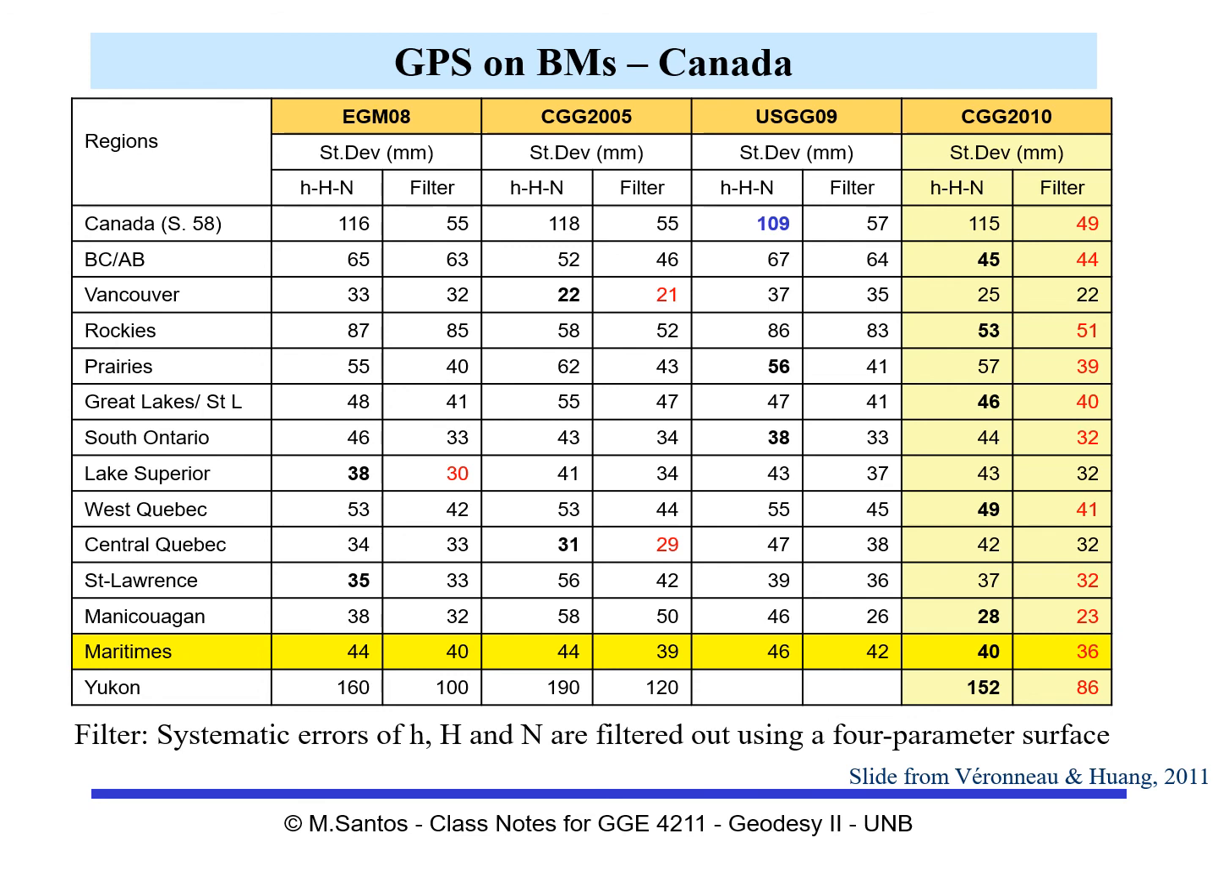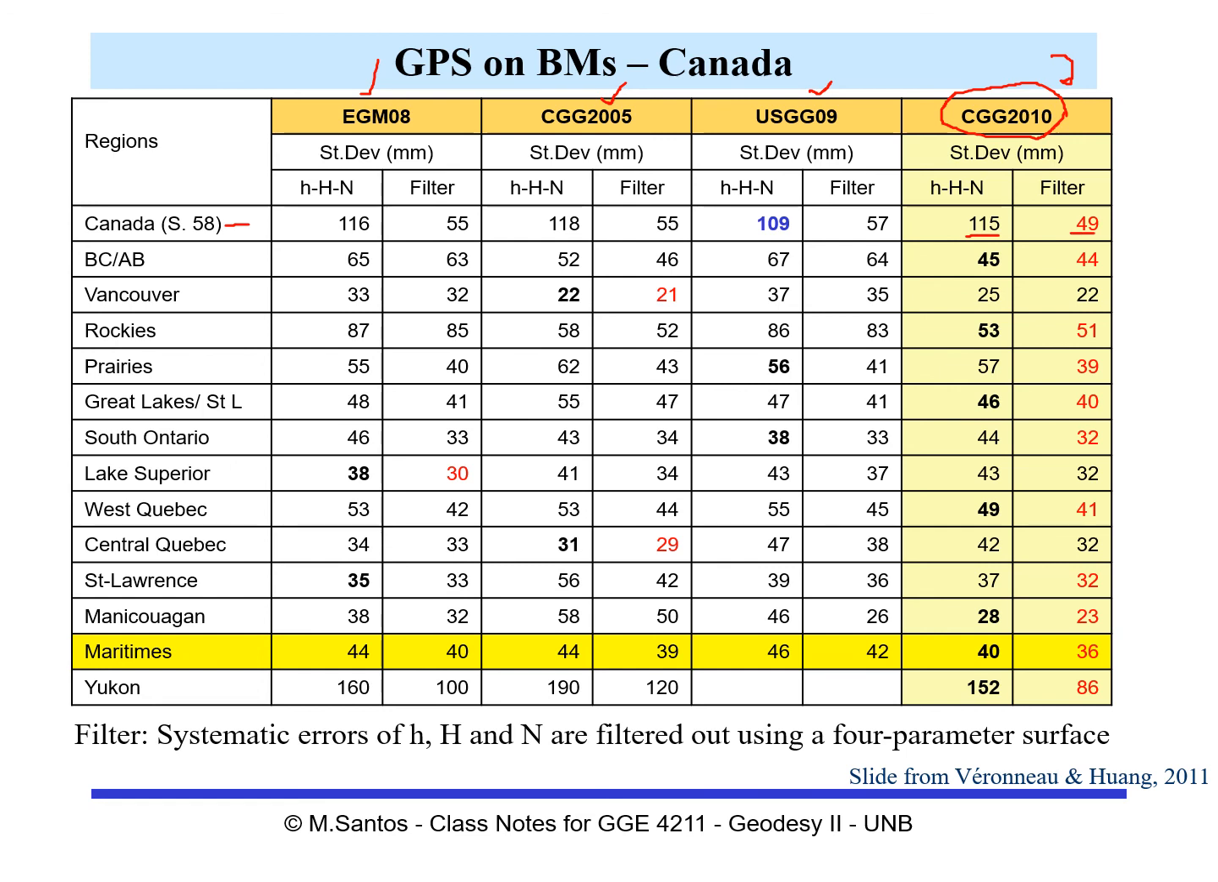So, let's look at this one here, because this is what we're really interested in. Here we have EGM 08. These are different models. The US model of 2009. The same comparison, but this is what we want. So for the whole of Canada, south of the parallel 58, we have a difference of 115 millimeters. That's quite high.